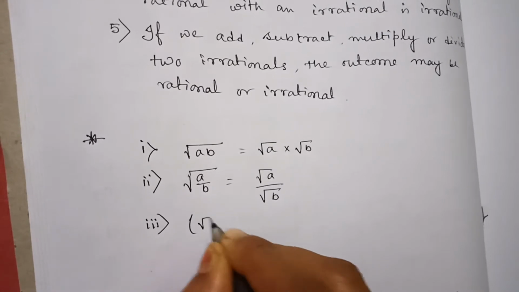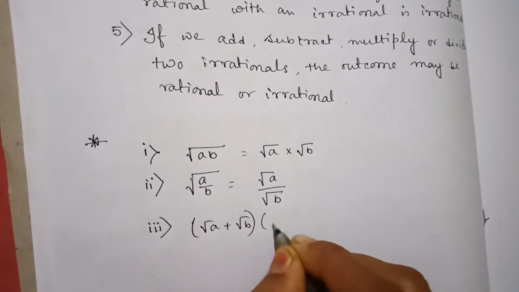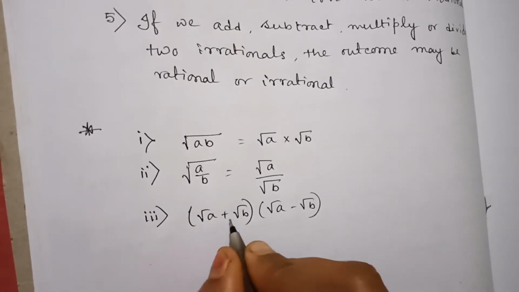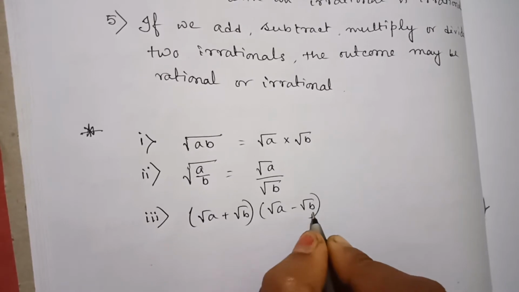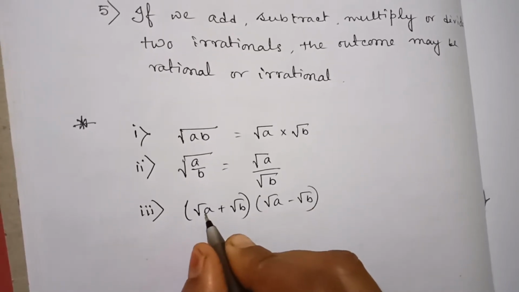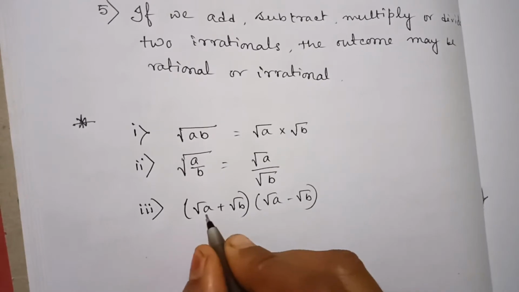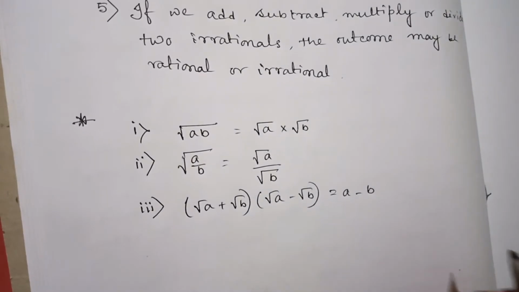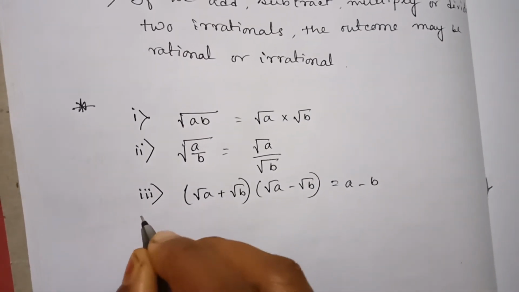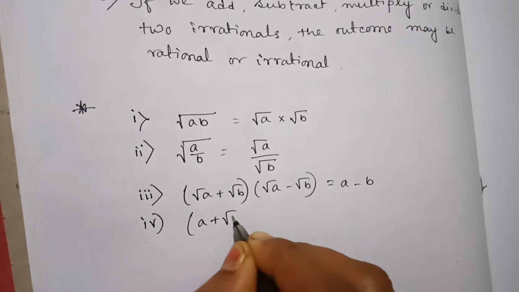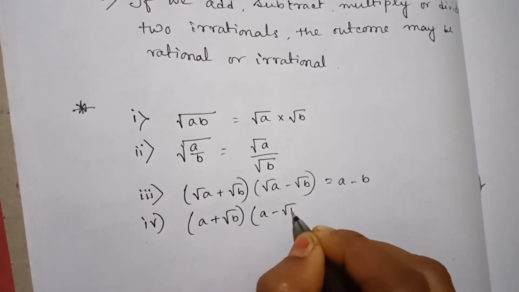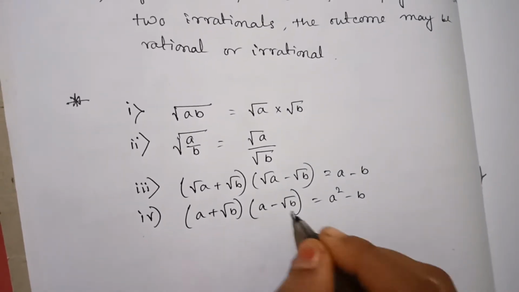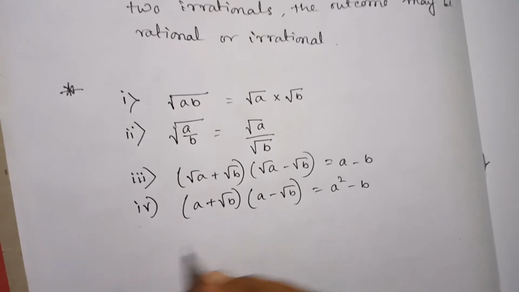Number 3, root A plus root B into root A minus root B. If you take x plus y into x minus y's formula, then it will be x square minus y square, and x means root A here, so x square will be A and y square will be B, so it's A minus B. Number 4, A plus root B into A minus root B is equal to A square minus B, the same formula x plus y into x minus y.